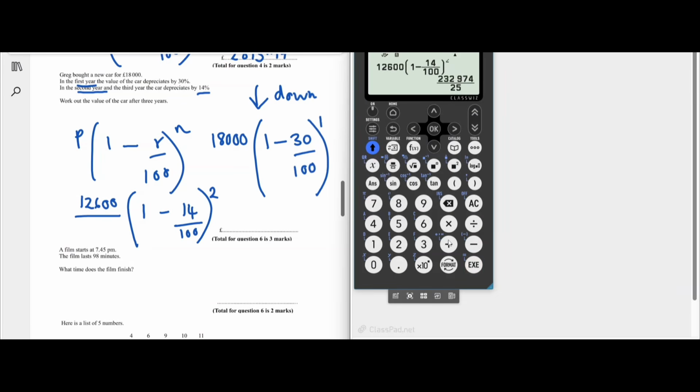Now I've got a fraction, so another trick here, you use format and you go down to decimal. You don't want to be given money answers as fractions. So 9318 point, and it's already to 2 decimal places.